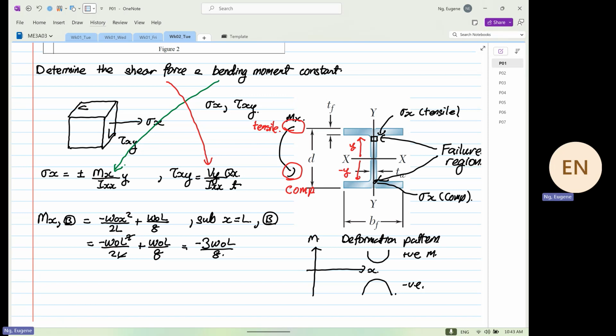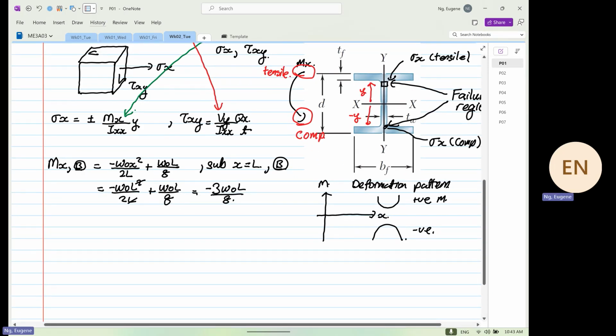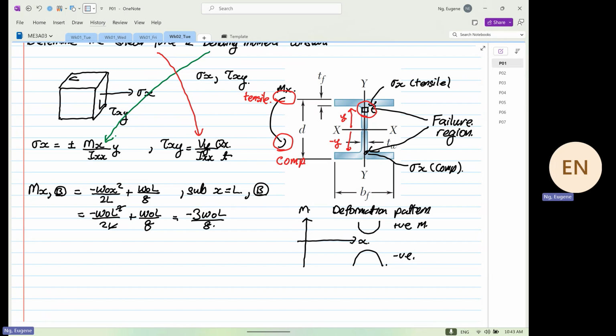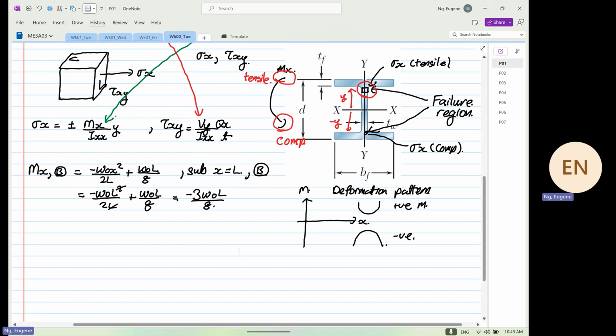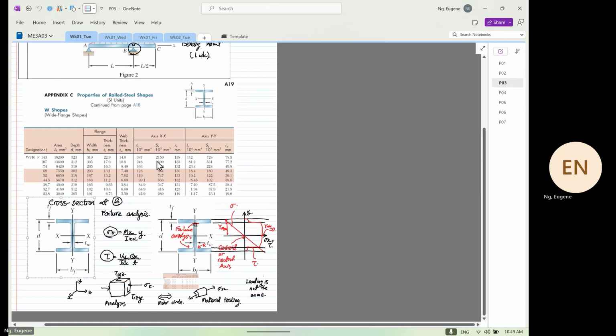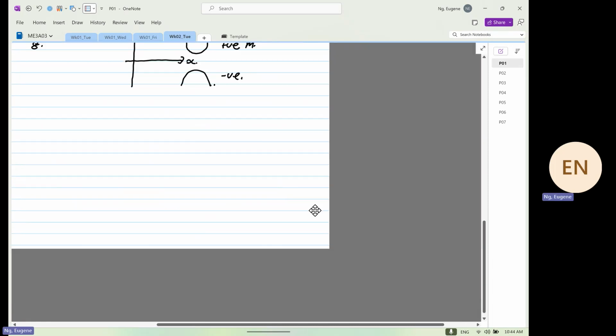So from here, let's say we're going to analyze the tensile part. Okay, we're going to focus on this point over here. So it will be in tensile. Now I'm going to get a table. So we're going to get this table, and now we need to use the table.